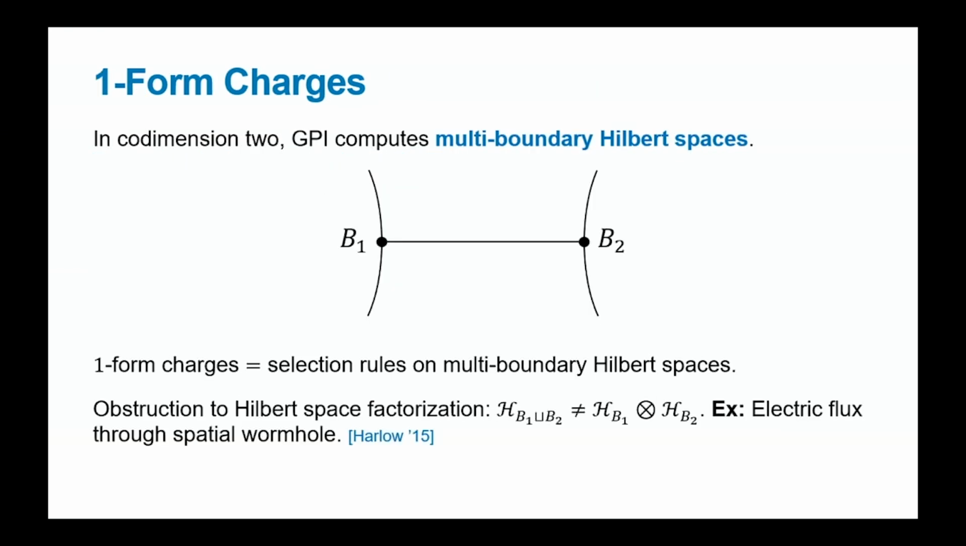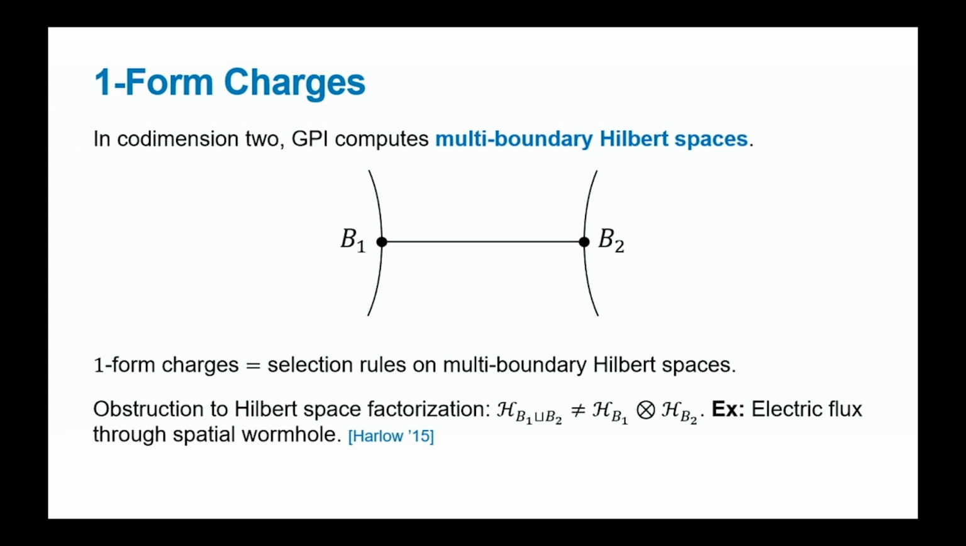Okay, so this was all so far a discussion of zero-form charges. I want to discuss not just zero-form charges, but higher-form charges. These are charges carried by higher codimension slices of the gravitational path integral. So we saw in codimension 1, the gravitational path integral computes spacetime amplitudes. In codimension 2, the gravitational path integral computes something assigned to a codimension 2 boundary, but rather than computing an amplitude, we can define a Hilbert space.